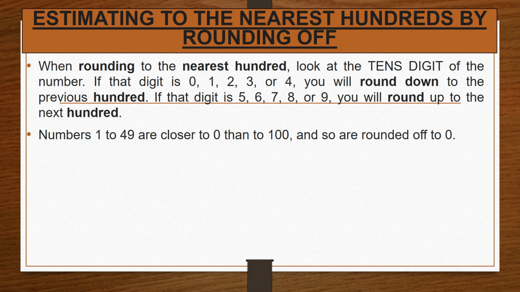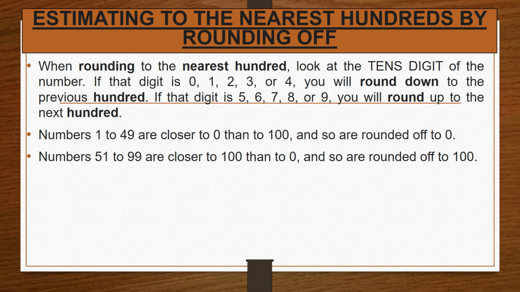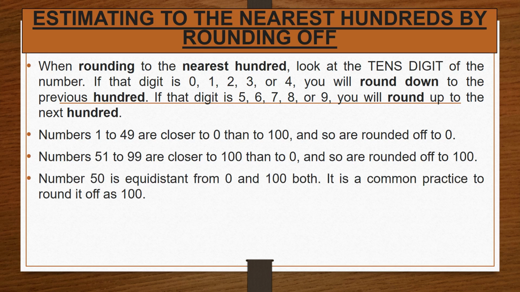Numbers 1 to 49 are closer to 0 than to 100 and so are rounded off to 0. Numbers 51 to 99 are closer to 100 than to 0 and so are rounded off to 100. Now the question comes, what about 50? Number 50 is equidistant from 0 and 100 both. It is a common practice to round it off as 100.